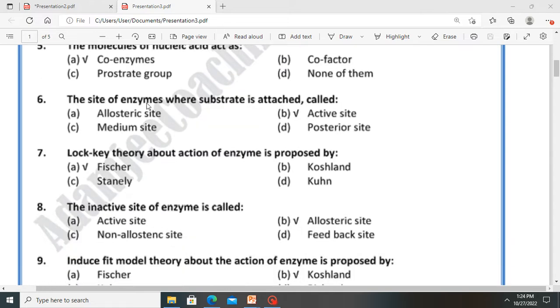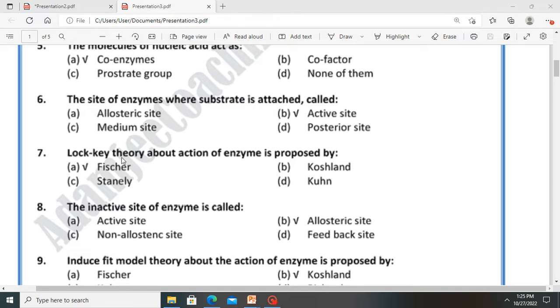The site of enzymes where substrate is attached is called. So the site on the enzyme where a substrate binds is called an active site. So the active site is the site on the enzyme where the substrate binds and gets converted to the product.